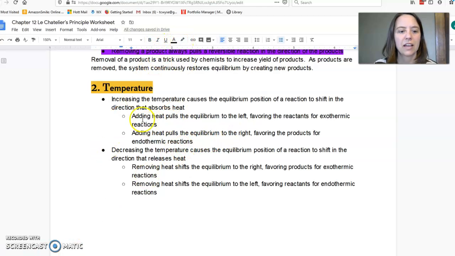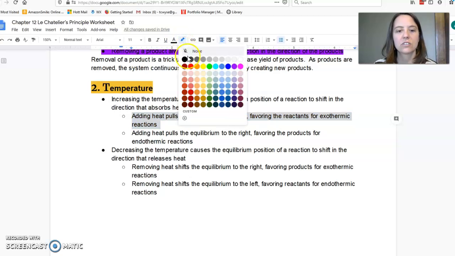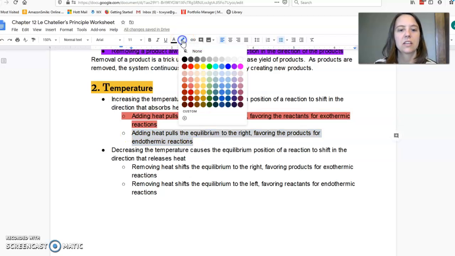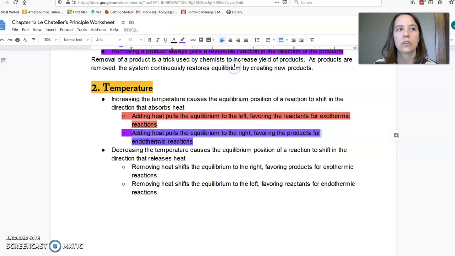Let's do a little bit of highlighting. Adding heat is going to favor the reactants if it's exothermic, and adding heat is going to favor the products if it is endothermic.